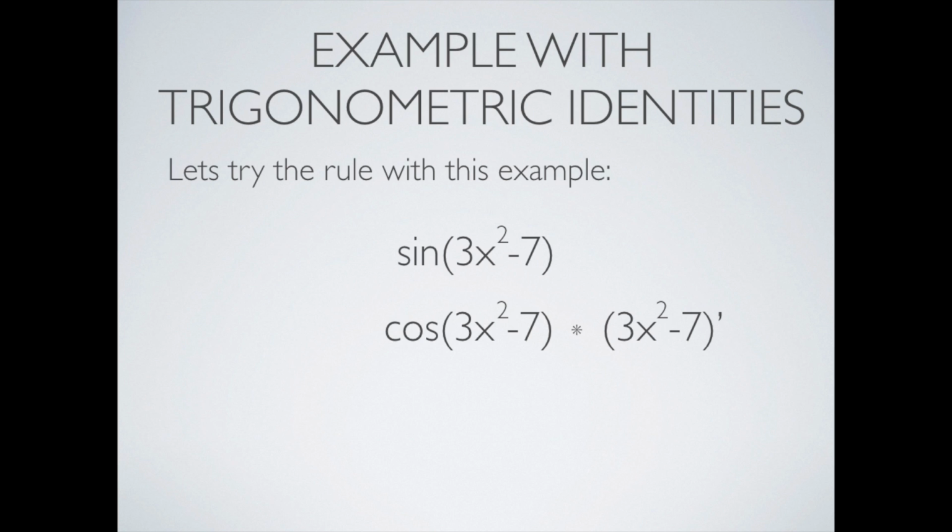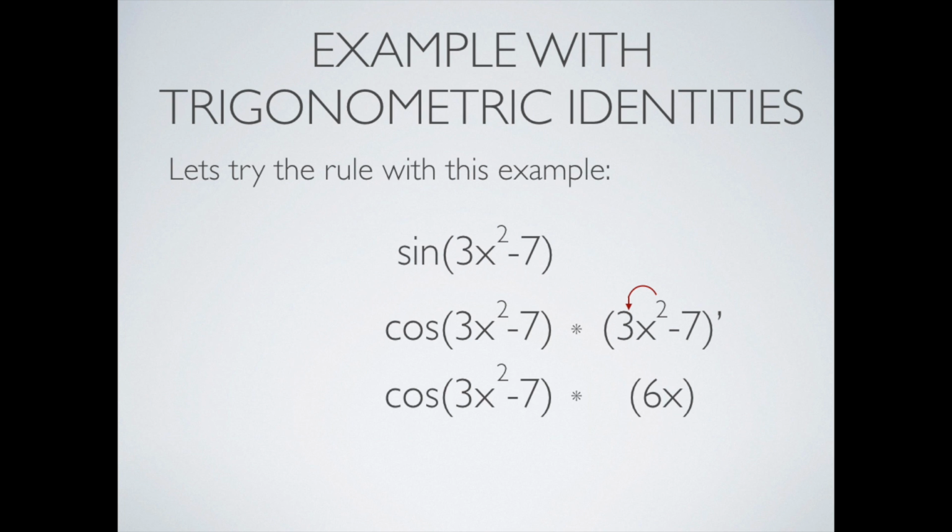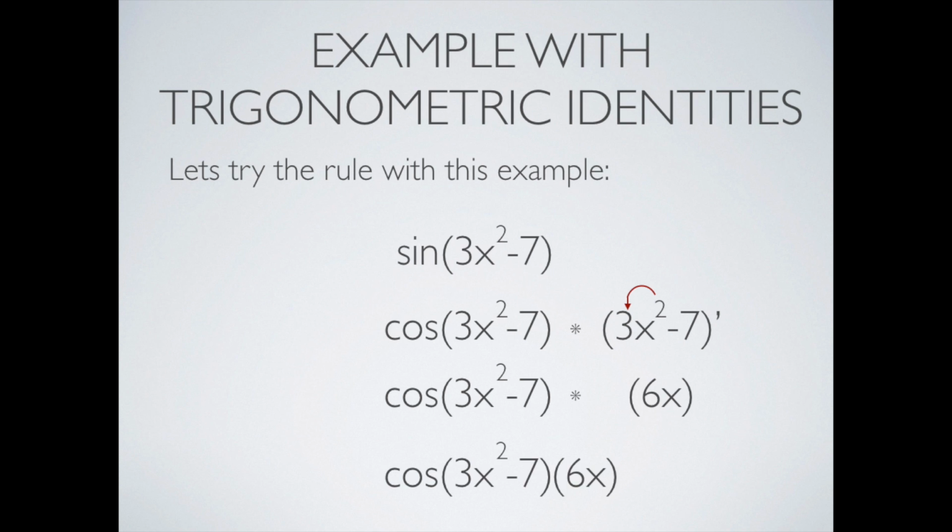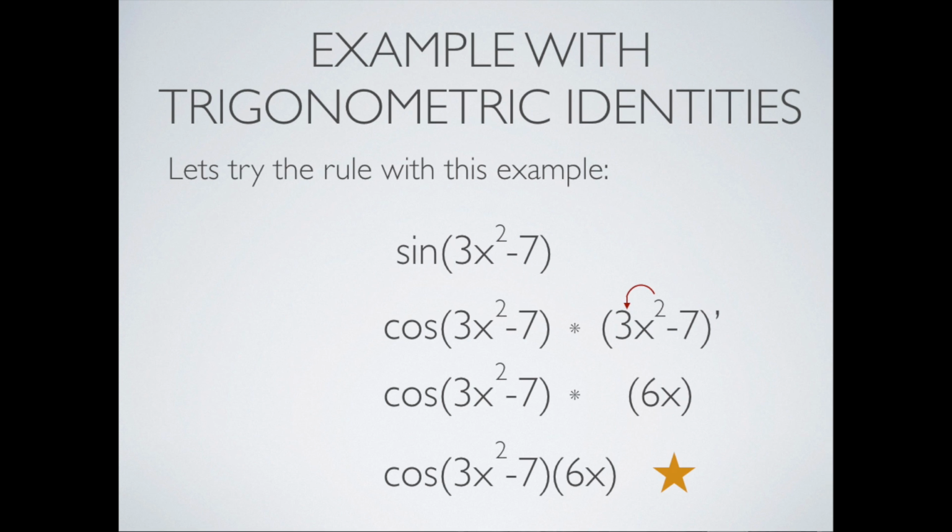To take the derivative of 3x^2 - 7, it would require a quick use of the power rule, where we would take the exponent and multiply that by the base, which in this case would be 2 times 3, which is 6, and the exponent minus 1, which is 2 minus 1. We don't have to worry about that, leaving us with 6x. Since we cannot simplify any further, we can just leave it as cos(3x^2 - 7) times 6x, and that is our final answer.